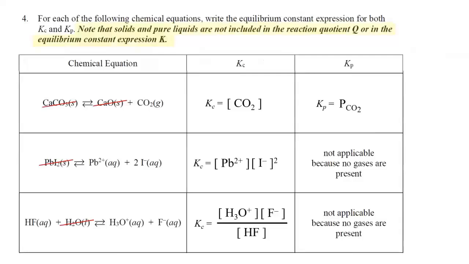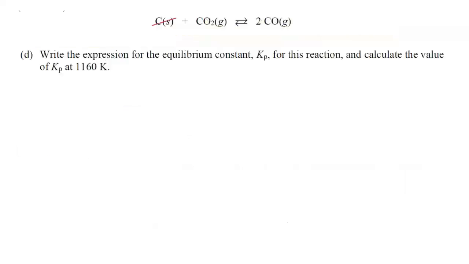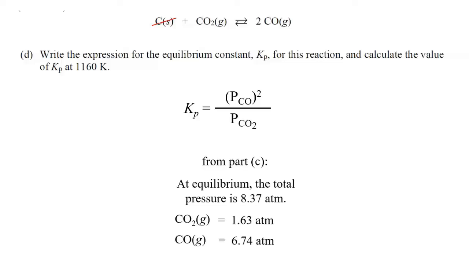Remember that solids and pure liquids are not included in the reaction quotient or in the equilibrium constant expression, so solid carbon will not be featured in the Kp for this reaction. So it's products over reactants, partial pressure of carbon monoxide, squared, because there's a coefficient of 2 for that particular substance in the balanced equation, divided by the partial pressure of carbon dioxide. Again, from part C, the partial pressure of CO2 was given to us as 1.63 atmospheres, and then we calculated the partial pressure of carbon monoxide, 6.74 atmospheres.